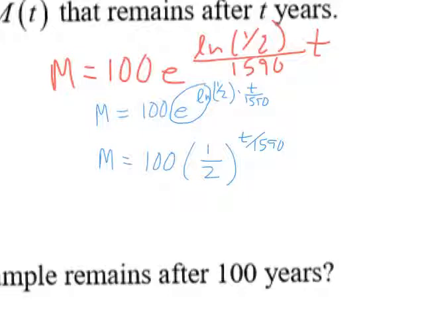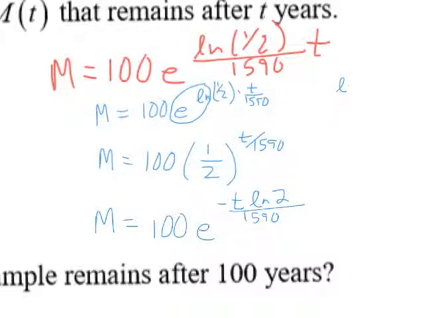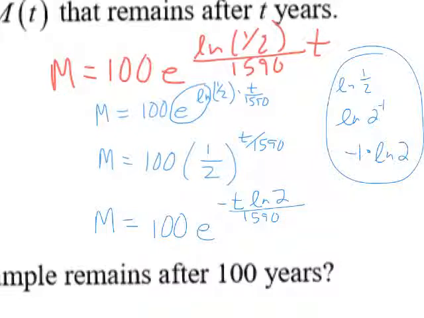I'm going to throw one more in here just because it's useful to see lots of variations of this. We could have a negative t ln of 2 all over 1590. So that 1/2, ln of 1/2, is the same thing as ln of 2 raised to the negative 1, which is the same thing as negative 1 times ln of 2. So that log property was used to arrive there.